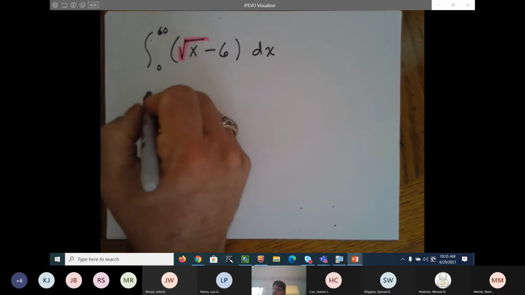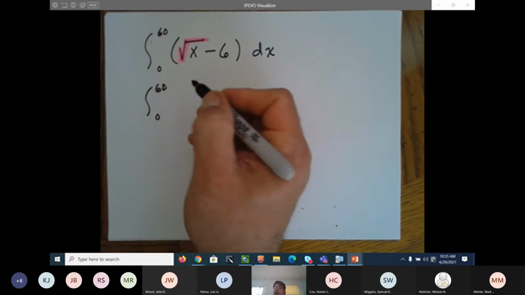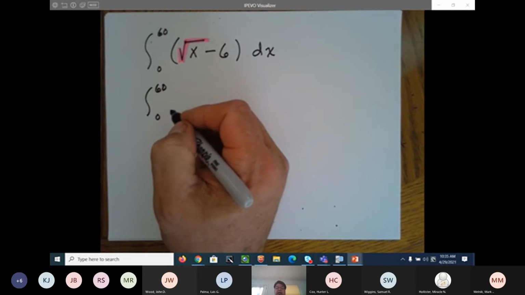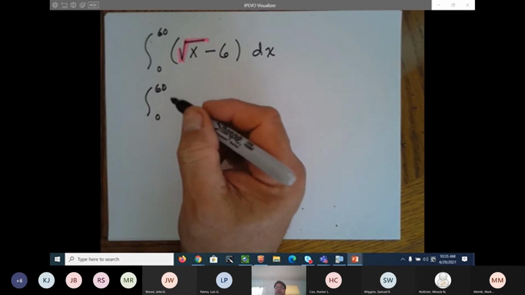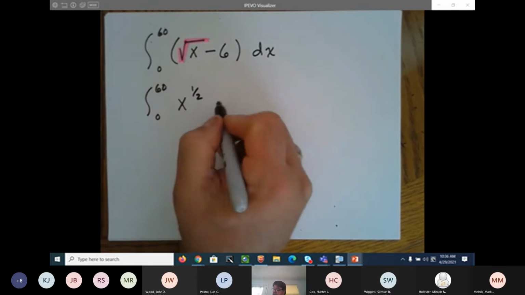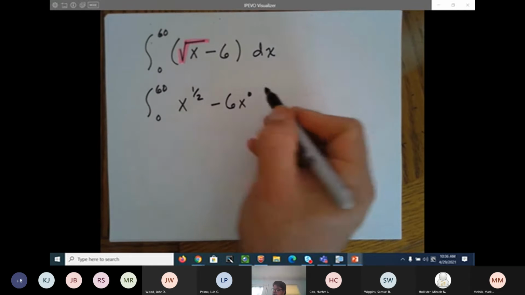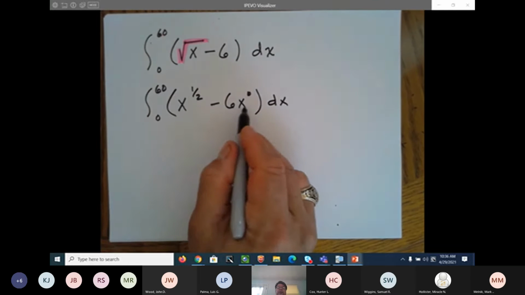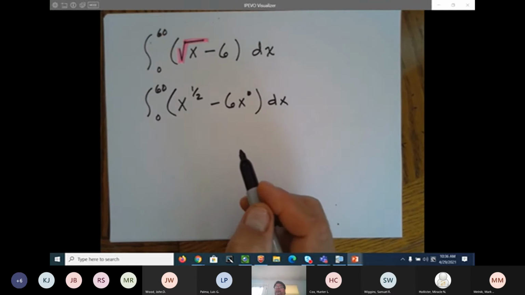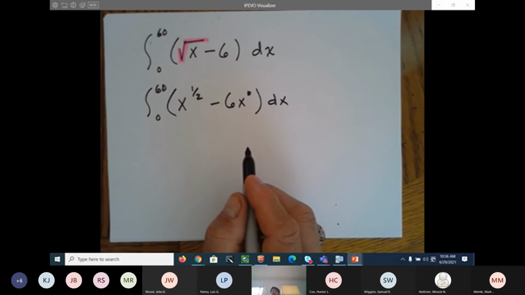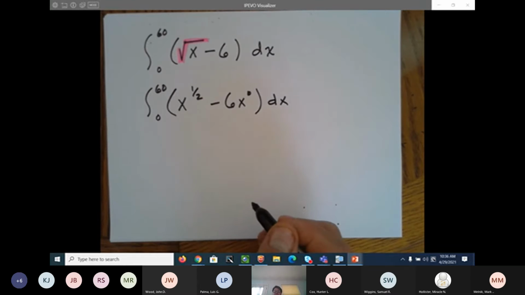So I got to rewrite this. And you were right also, whoever said that. Students don't like radicals either. So that's going to be x to the 1/2 minus 6x to the 0 dx. And yes, I did that so you wouldn't mess the 6 up, because there's nothing there, and then you get confused and don't know what to do.